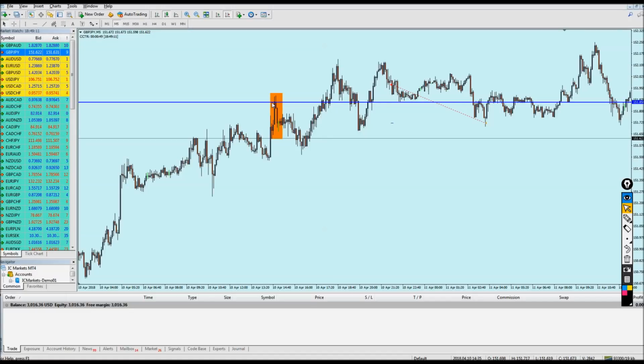So I knew that this level is strong, and I knew that the candle will reverse. It might go up, as you can see. It went up actually later. That's why in my scalping, it depends on when you enter and where you exit.